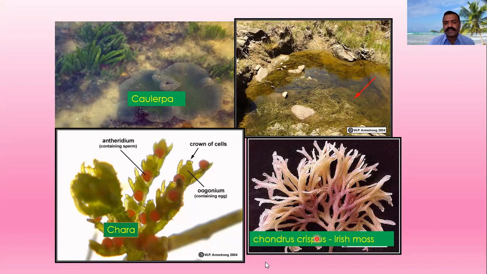And the Chondrus crispus. This Chondrus crispus ni manam iris moss ani pilustam. Iris moss. Idi meeku kanapadutunda? Caulerpa, Chara, and Chondrus crispus. Idi kanapadutunda meeku? Yes, sir. Is there any doubts?